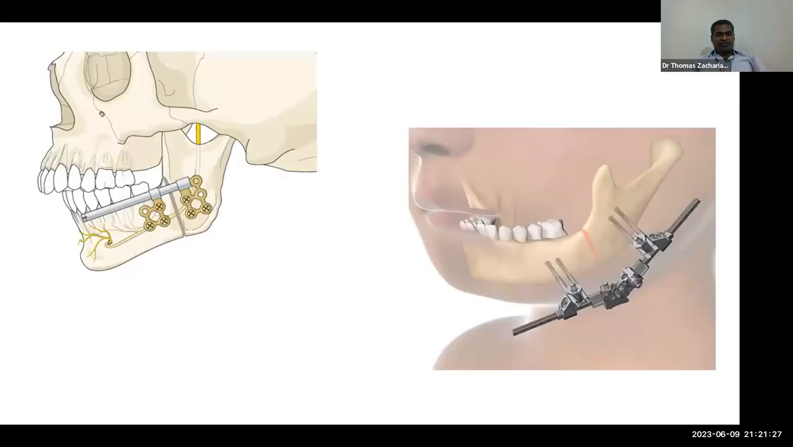The picture on the left is the body distraction. It's an internal distractor for the mandible. The picture on the right is an external distractor. You can see that the actual distractor mechanism, the screw and the rod, is within the mucosa and the subcutaneous tissue in the first case, whereas in the second case, it is outside. So that is the main difference: where your distractor activator is, external or internal.